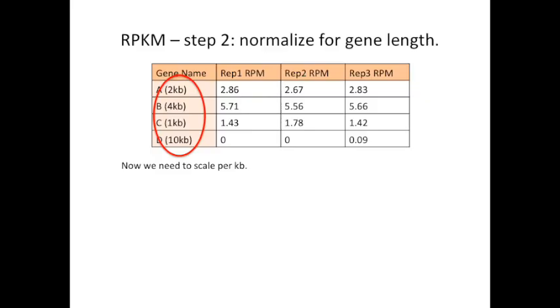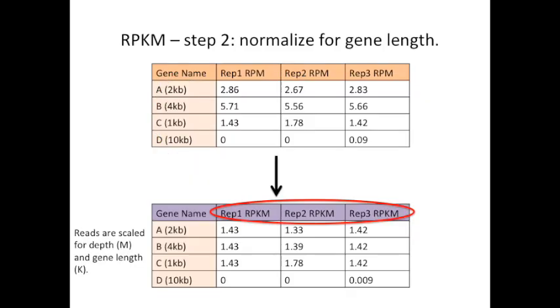Here, we've got the gene lengths on the left side. All we have to do now is scale per kilobase. After dividing by the length of the genes, the reads are scaled for depth, M, and for gene length, K. So now we have RPKM.